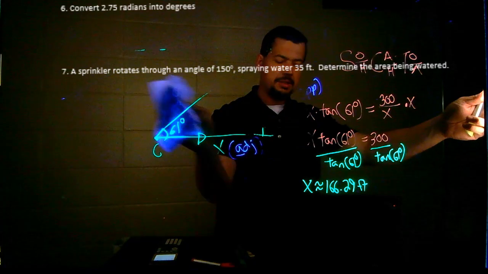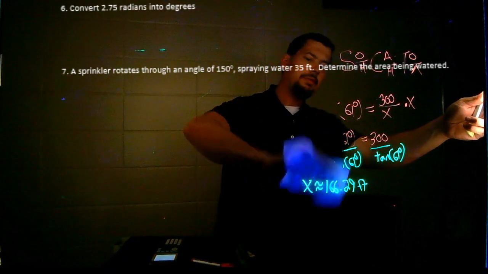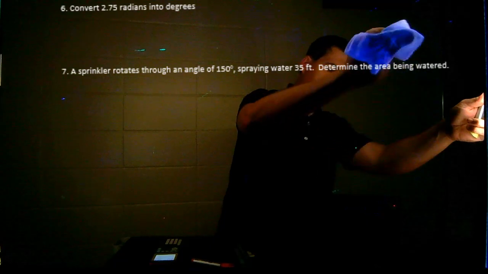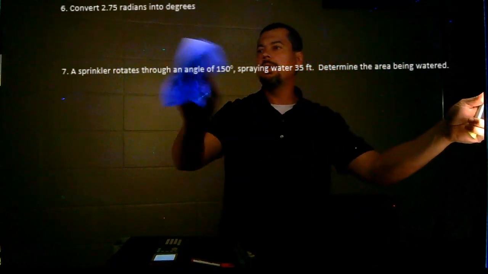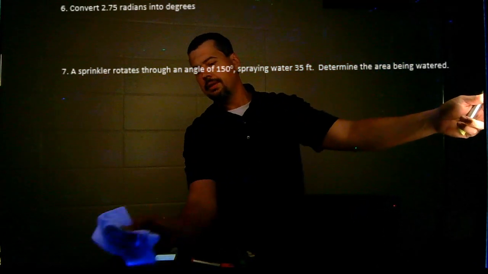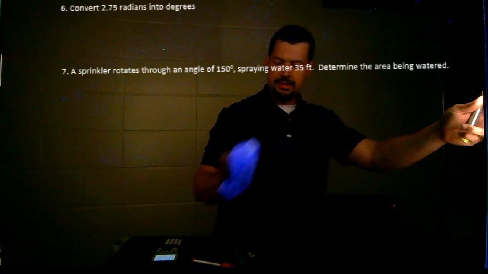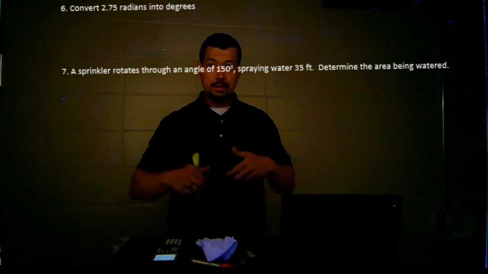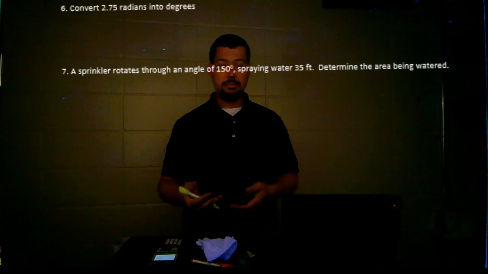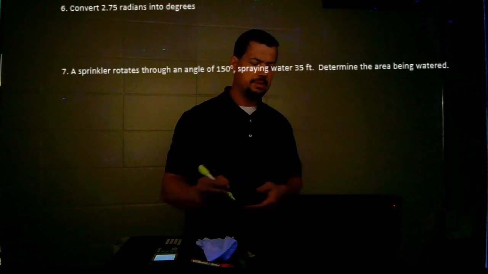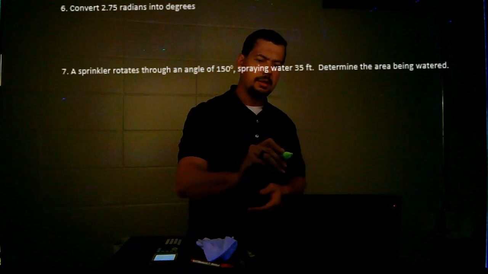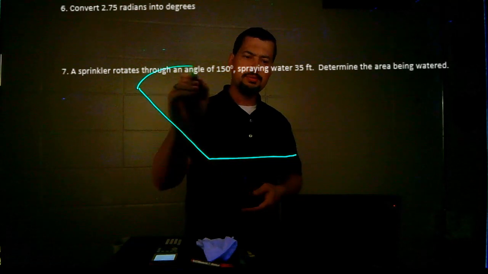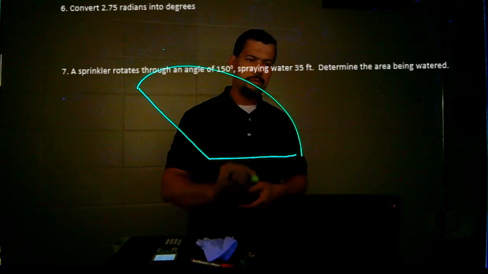Number 7 says a sprinkler rotates through an angle of 150 degrees, spraying water 35 foot. Determine the area being watered. The reason that test takers draw is because, believe it or not, the visualization of the diagram helps you recall the formulas and things you're supposed to do. There's lots of ways of teaching these particular types of problems, but the way I taught it this year in Algebra 2 was to use a formula.